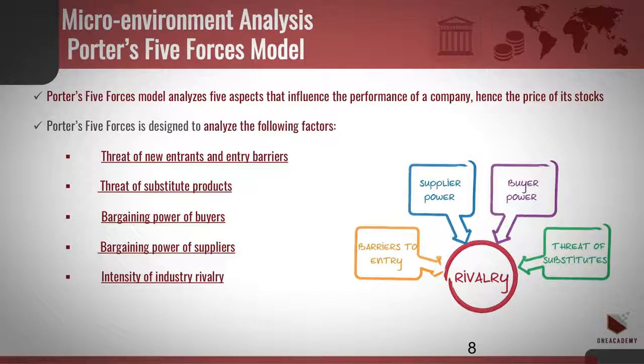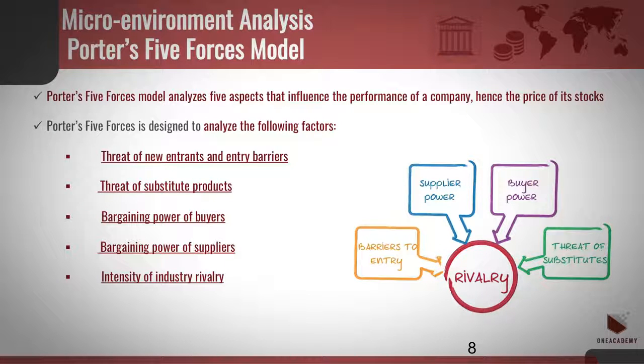Porter's 5 Forces model, as its name suggests, analyzes 5 aspects that influence the performance of a company, hence the price of its stocks. Porter's 5 Forces is designed to analyze the following factors: threat of new entrants and entry barriers. The higher the barriers to future competitors, the better for the future stock price of the company. Threat of substitute products. The lower the threat of substitutes, the better for the company and its stock.